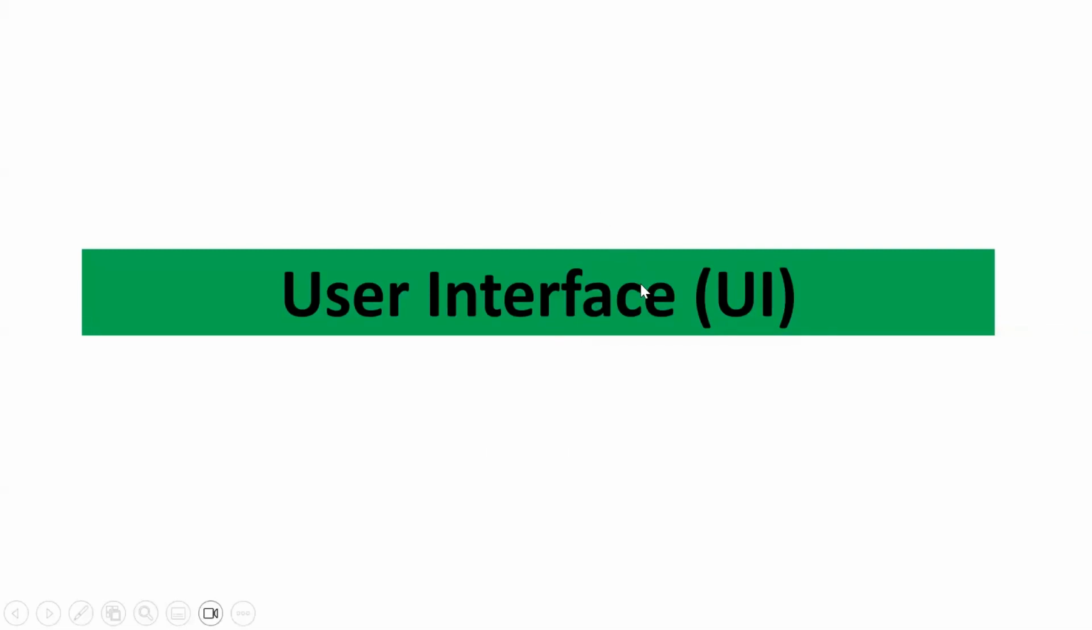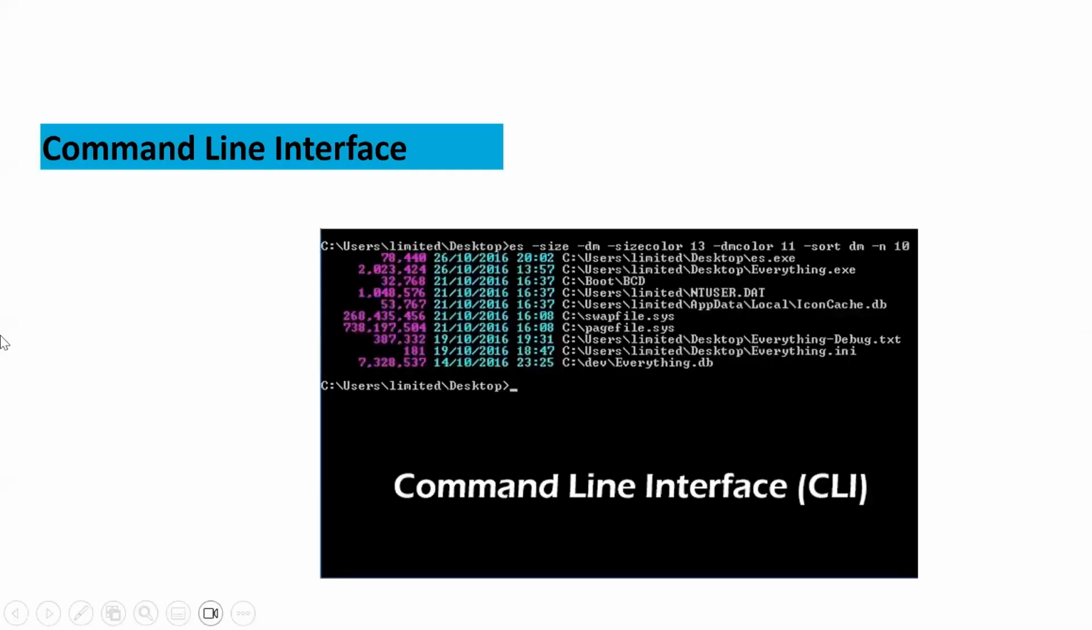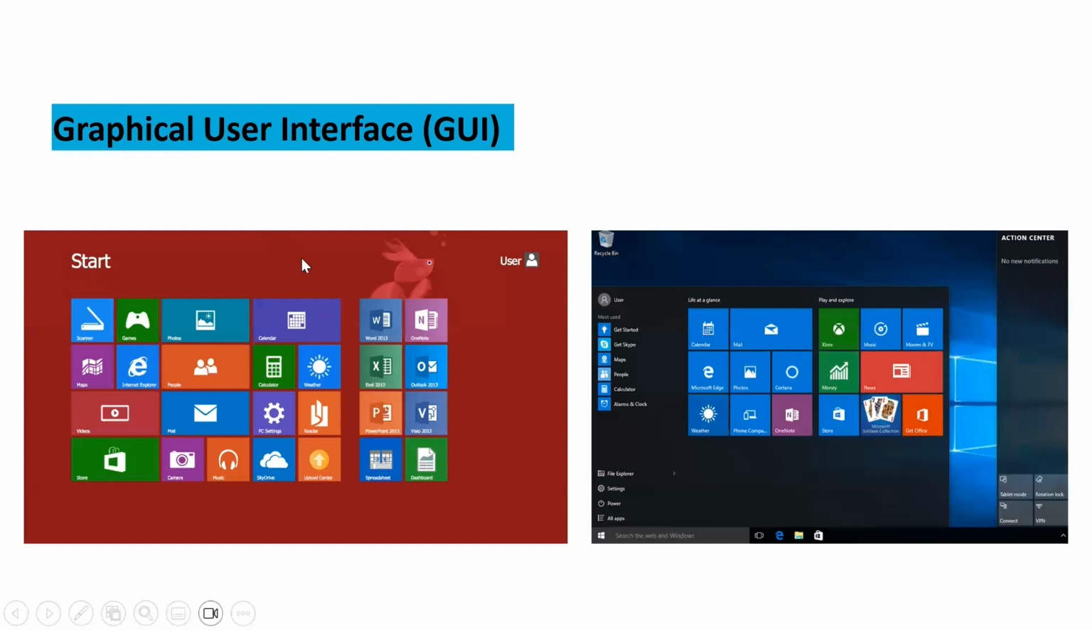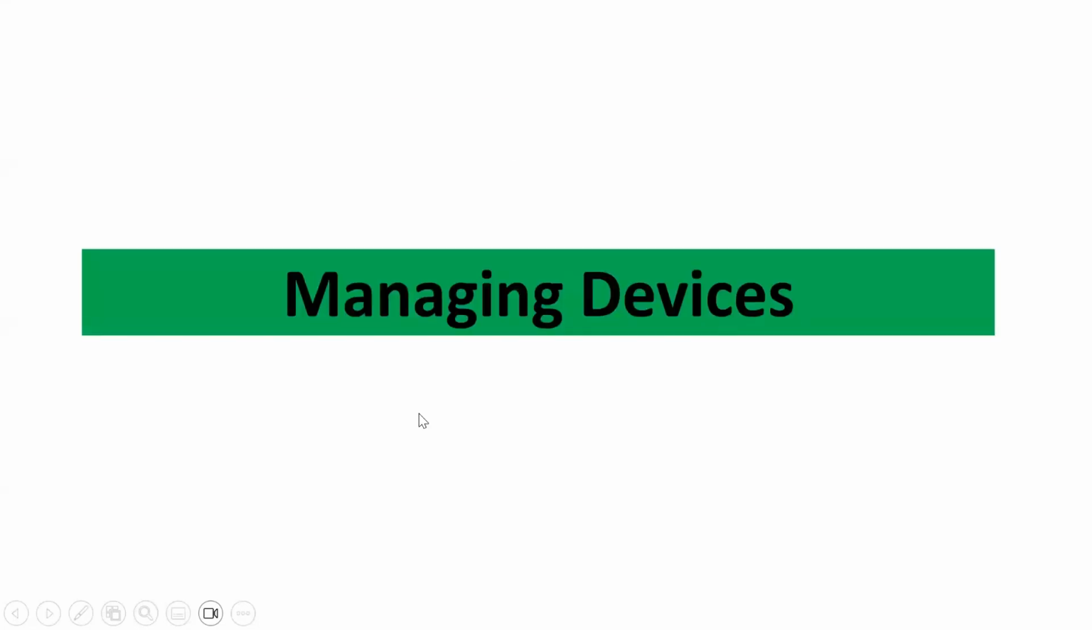So there are two different types. So command line interface. So one is the Linux operating system. So you can see command line interface is there. And the other one is graphical user interface. So Windows operating system, Mac OS kind of things are examples. So very attractive and very user friendly, right?